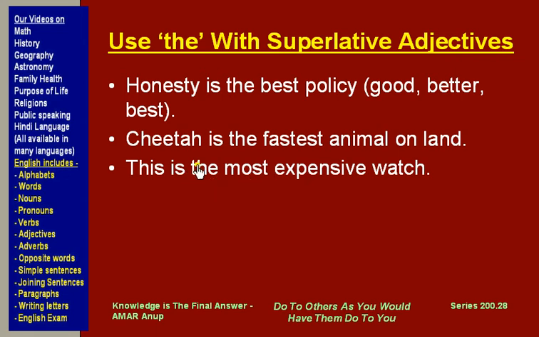Another example, cheetah is the fastest animal on land. Fastest is a superlative adjective. Fast, faster, fastest. When there are two, we call it faster when we are comparing the two. But when there are more than two, it is superlative, and we use the before the superlative adjective as shown here.